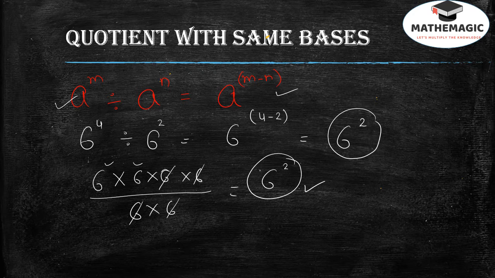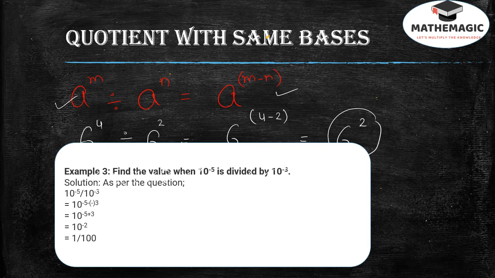So whenever we have the same base with different exponents and the question asks you to divide, then you directly have to subtract, that is, write the difference of the individual exponents as the power. Now let's see the next example, which asks for the division of 10 raised to the power of minus 5 and 10 raised to the power of minus 3. Again, we have a raised to the power of m and a raised to the power of n.